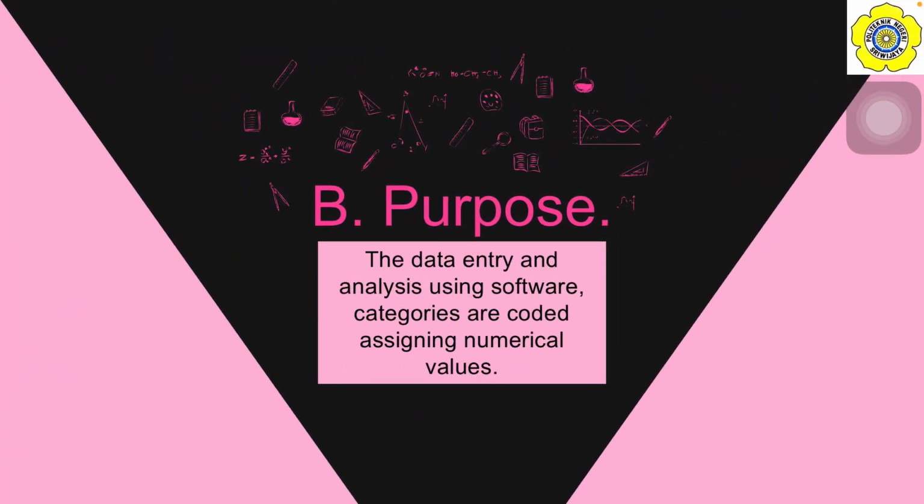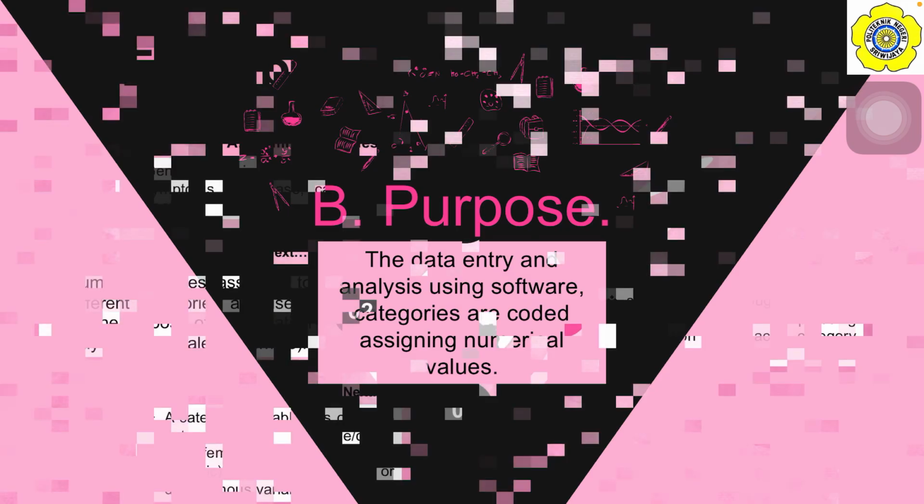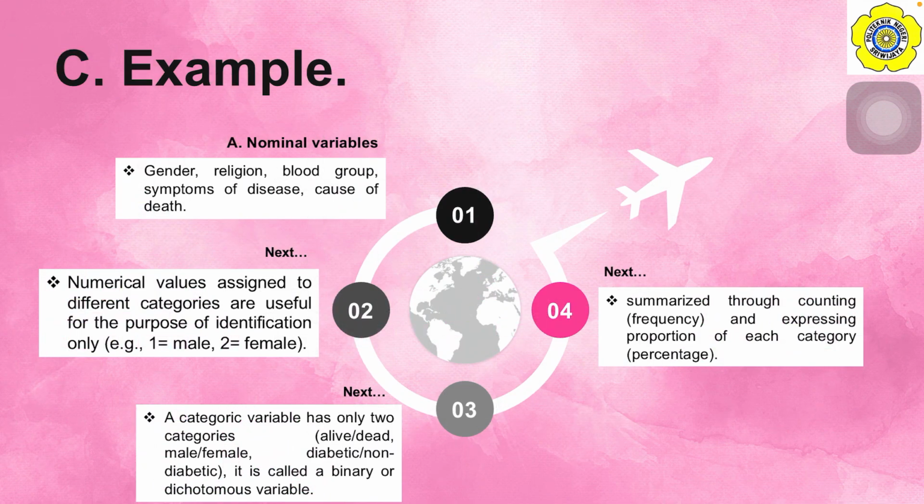Okay, go on to the next. It's about the purpose. The purpose of this variable is to enter the data and analyze it using software. The categories are all coded by assigning numerical values. Okay, go on to the next, the example.